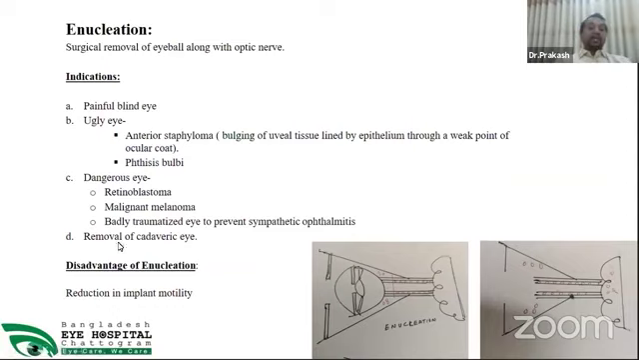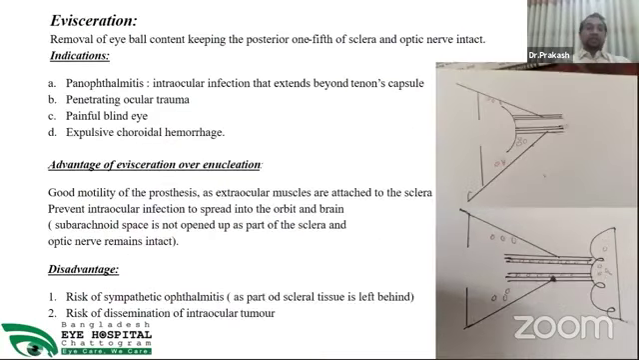And another indication is removal of the cadaveric eye. As you know, কেউ যদি চোখ দান করে তখন তার চোখটাকে নিয়ে আমরা কর্নিয়া ট্রান্সপ্লান্ট করি, that is called the cadaveric eye. So these are the indications of enucleation. After enucleation, usually we implant an artificial prosthesis, but the disadvantage of enucleation is that the movement will not be encouraged. There is a reduction in the ocular movements.